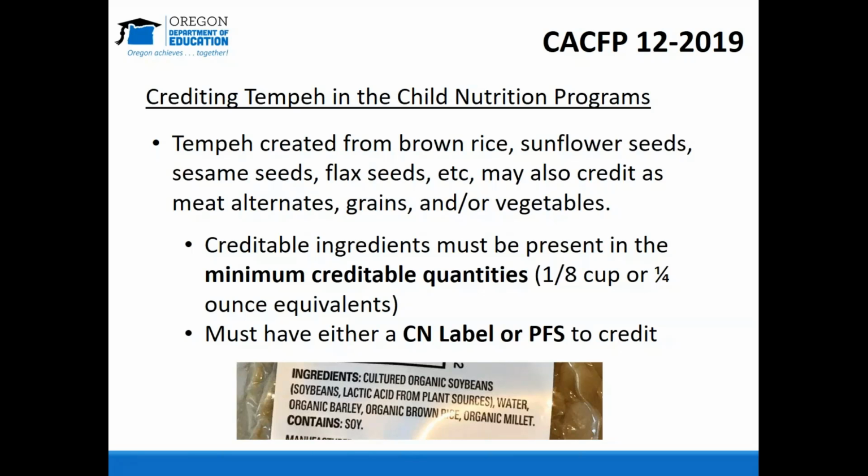For tempeh made with multiple ingredients like the example on the bottom of the slide, a CN label or a product formulation statement must be on file in order for the item to be creditable. Without a CN label or a PFS, there is no way to tell exactly what quantities for each ingredient are in these products.